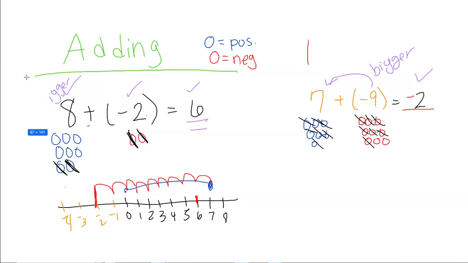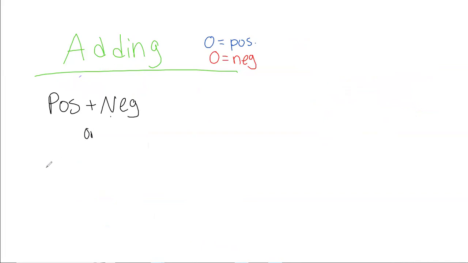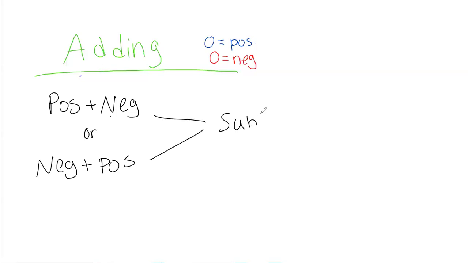Okay? So you won't have to do these little tricks with the circles and the number lines for long. You will memorize, because you'll just do this so often, the rule for a positive plus a negative, this could also be a negative plus a positive, either way. What you're really going to do is subtract, and the answer has the sign, so positive or negative, of the bigger number.